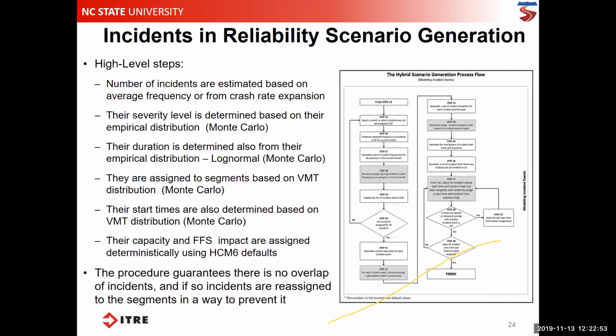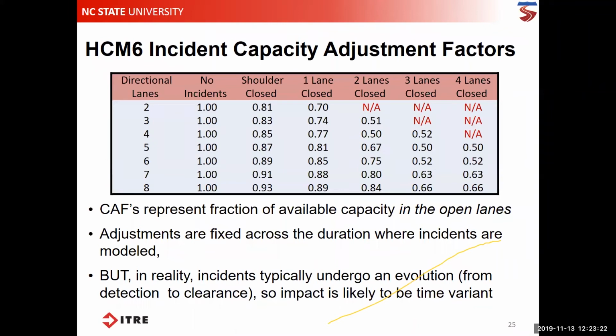Of course, users can alter that if they have better data sets and basically adjust the capacity of the facility, reducing it based on the severity of these incidents. So HCM assumes that there are no overlaps between incidents. When we assign start times and segment numbers, we do it in a way that no overlap occurs.